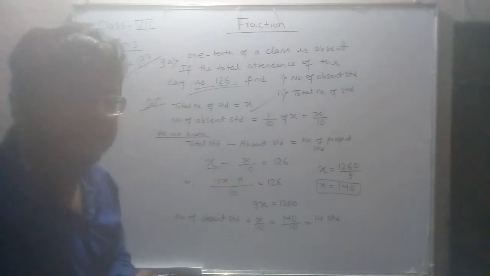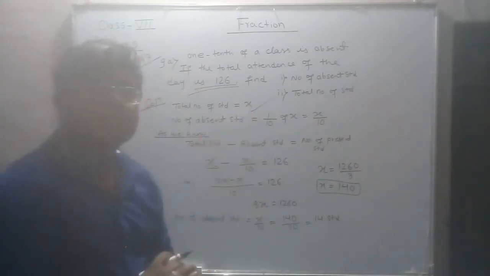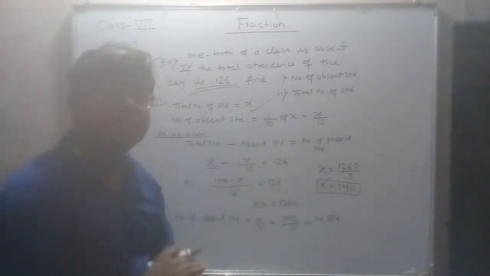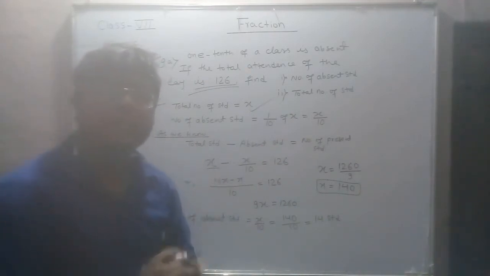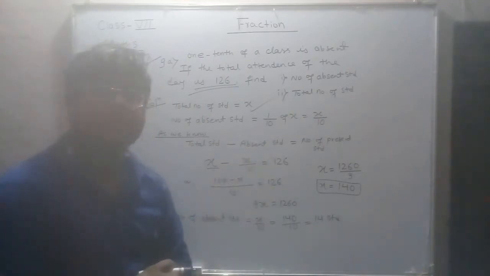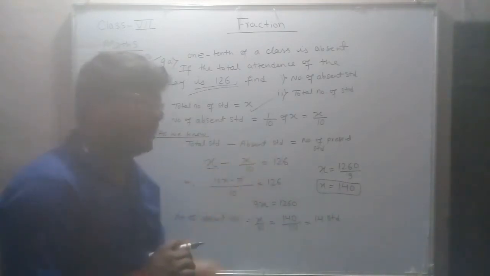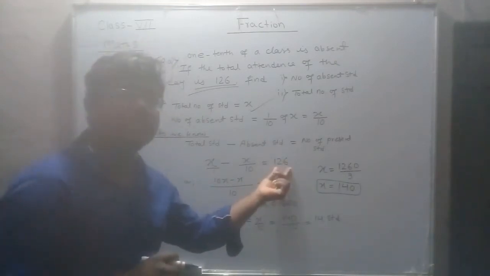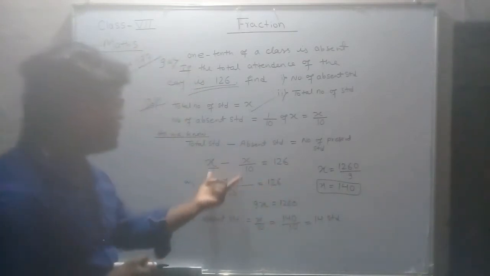Okay, it's very simple. We supposed the total number of students as x, so 1/10 is absent, so the number of absent students is x upon 10. As we know, from the total students, if we subtract the number of absent students, then we will get the number of present students. So the total number of students is x, absent students is x upon 10, and the attendance on that day is 126, that is, the number of present students is 126. So we solve it.